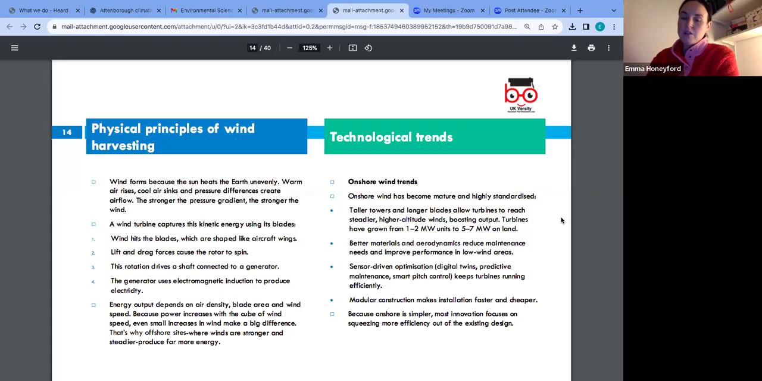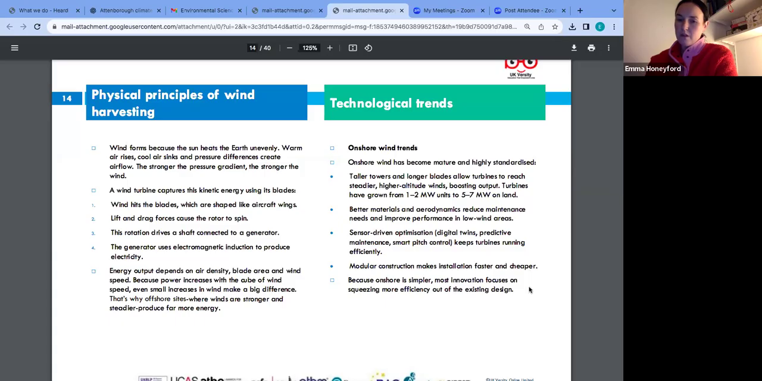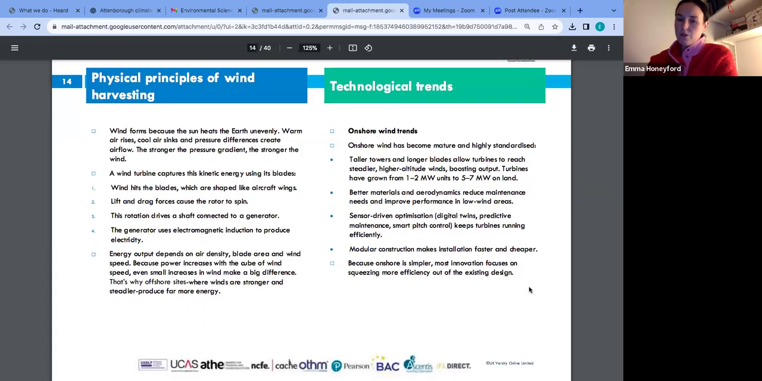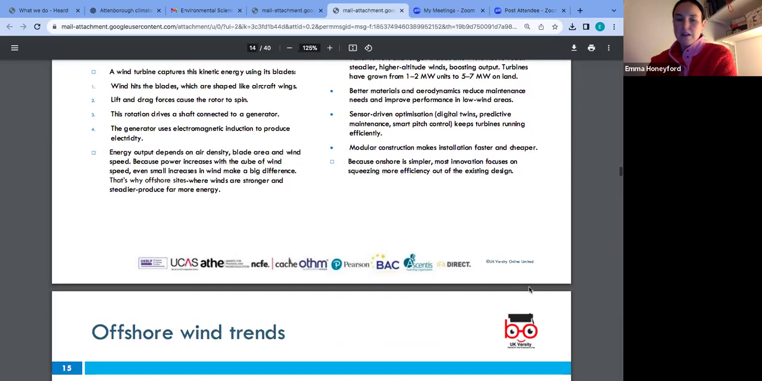Sensor-driven optimization, so this thing again about better technology, has enabled turbines to run more efficiently as time's gone on. So the modular construction makes installation faster and cheaper. So the labour costs are cheaper, which has been helpful. So because onshore is simpler, most innovation focuses on squeezing more efficiency out of the existing design.